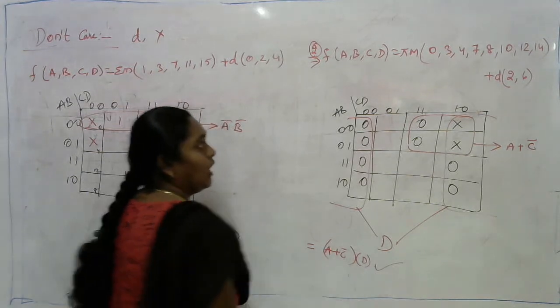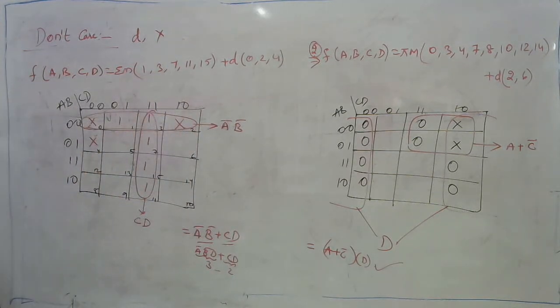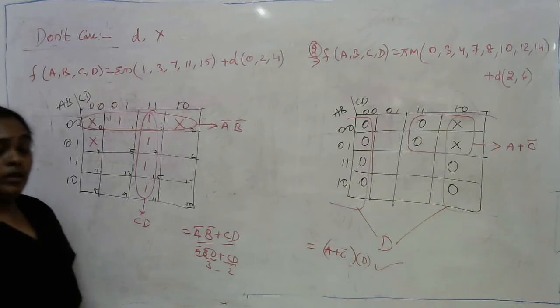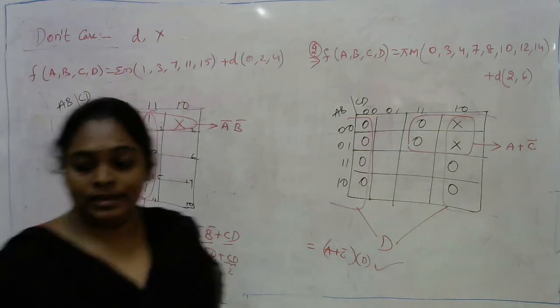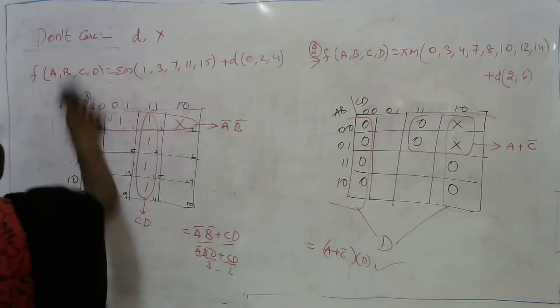This is how to minimize whether the expression is in the SOP form or the POS form along with the don't care conditions. Now let us see the last example by using 5 variables.